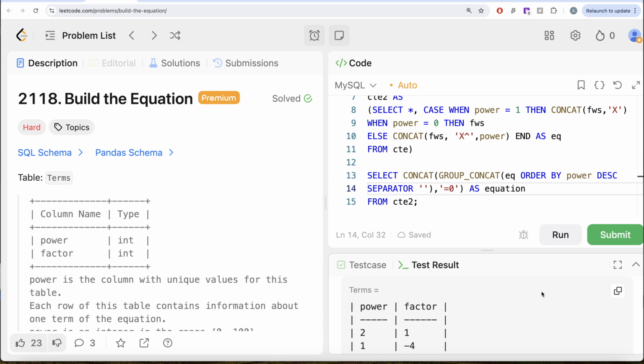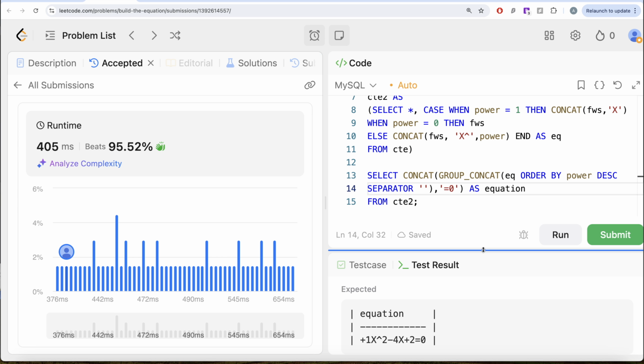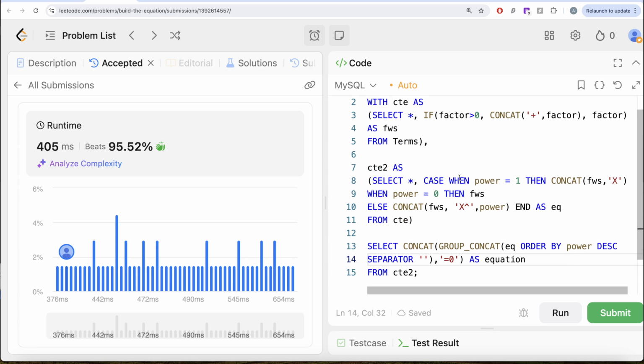Okay, so this is accepted. Our output is same as expected output. Let me go ahead and submit to pass all the test cases. So yeah, this is accepted and this is how to do it. So yes, very tricky question.